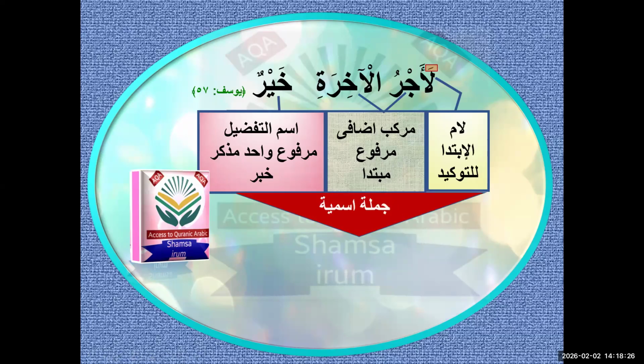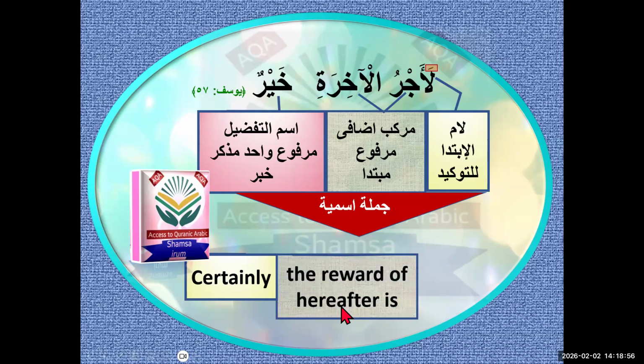Okay, this becomes a jumla ismiya now. Translation: at this point I use the word certainly. As I already said, you can use any word for emphasis in the jumla ismiya, the nominal sentence. You can use certainly, verily, surely, no doubt, or without doubt. All right. So the ajrul akhirati, the reward of the hereafter is better. Certainly, the reward of the hereafter is better.